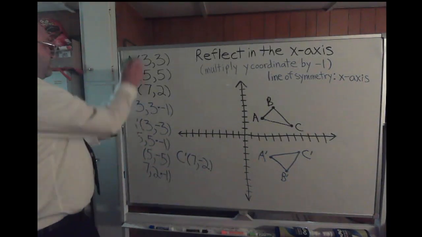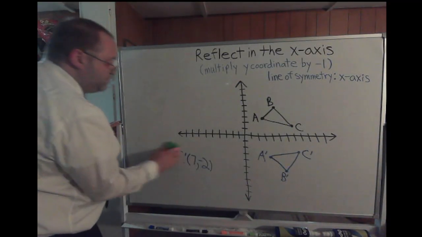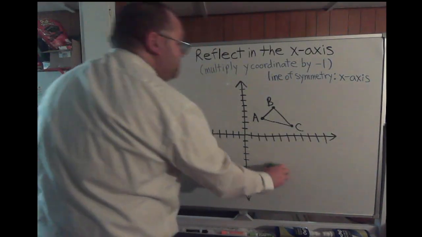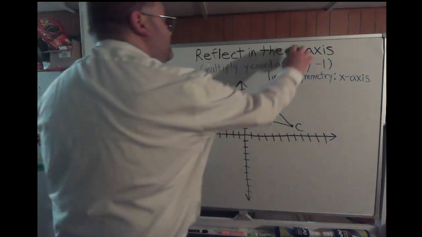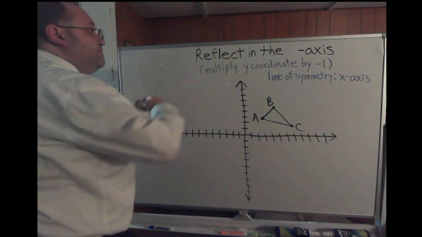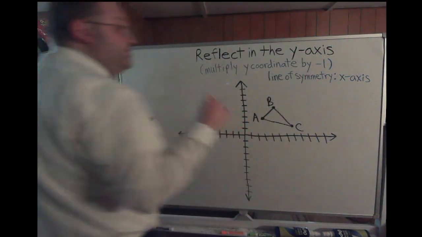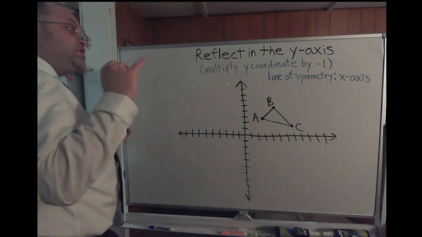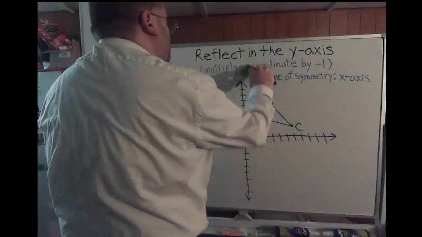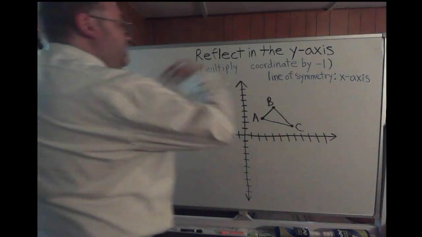Now, we're going to change it up a bit. We're going to do the y-axis. We're going to change the axis we're using to reflect. As a matter of fact, I'm even going to keep the same triangle, but I'm going to show you how it works when we reflect in the y-axis. So far we've done the x-axis where you leave your x-coordinate alone and multiply your y-coordinate by -1. Well, when you reflect in the y-axis, it's the opposite. You leave your y-coordinate alone, you multiply your x-coordinate by -1.